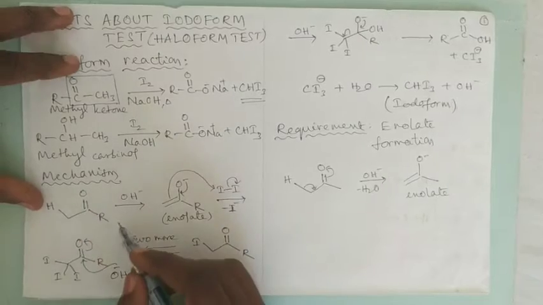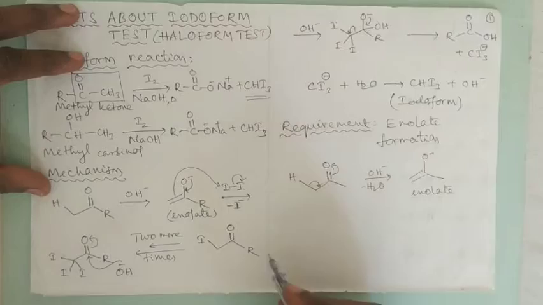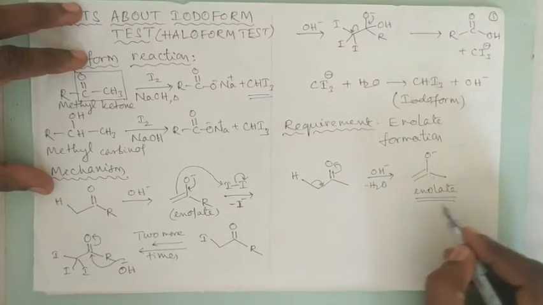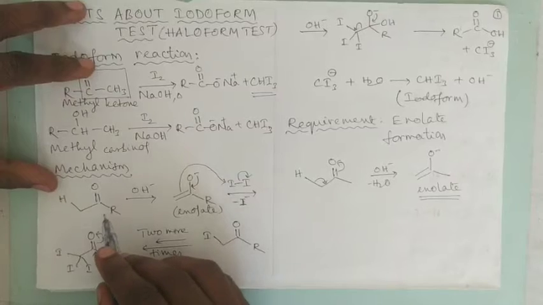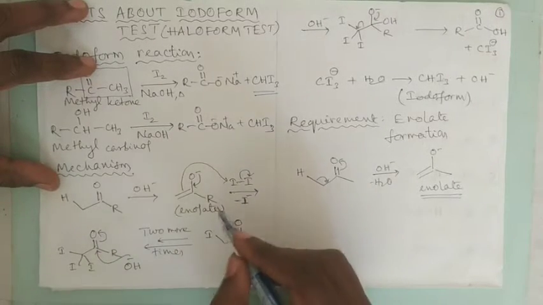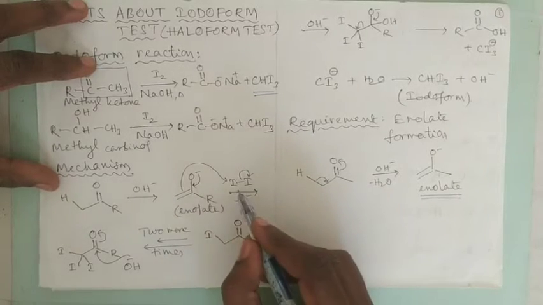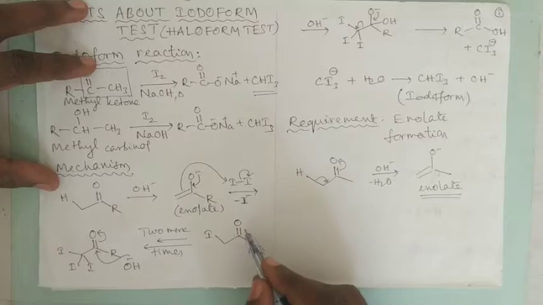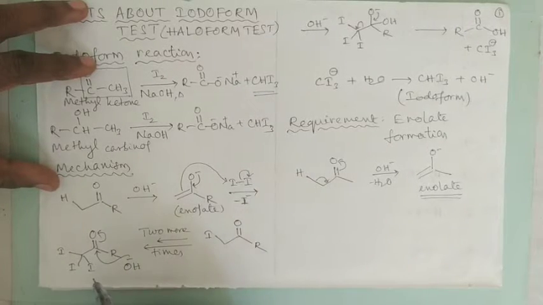Let us see the mechanism. The main part is enolate formation, and we have to remember that. The keto compound in the presence of base OH minus forms the enolate, and the enolate attacks the iodine to form the monoiodo compound. Then the above process repeats two more times to give a triiodo compound.